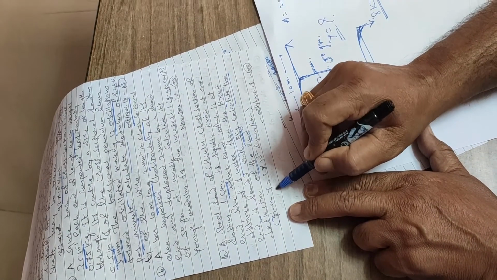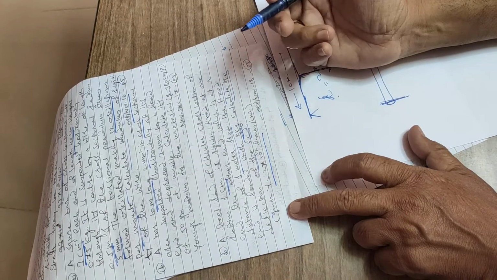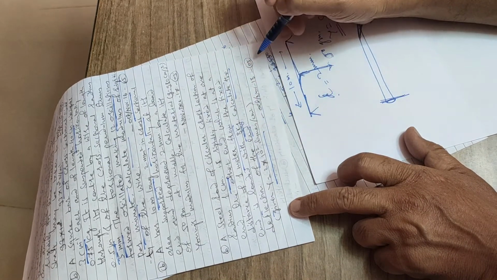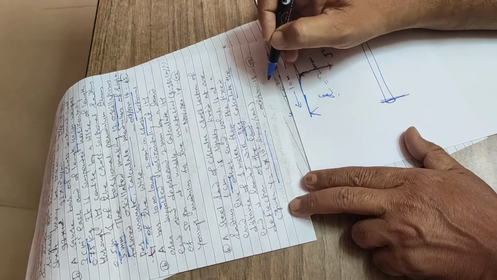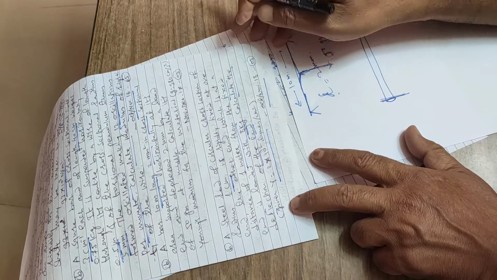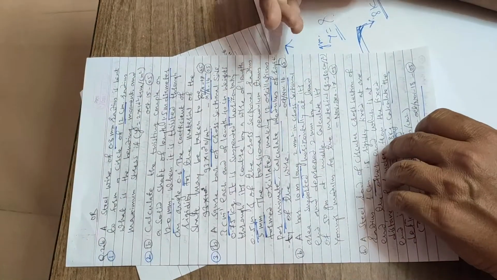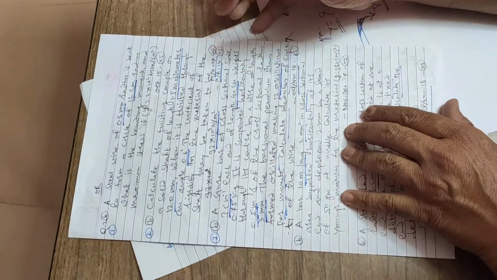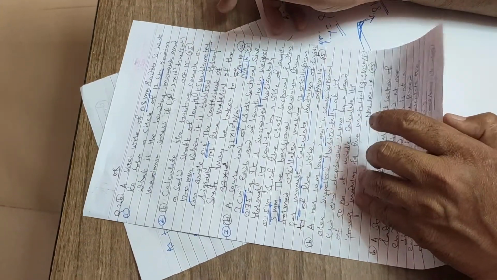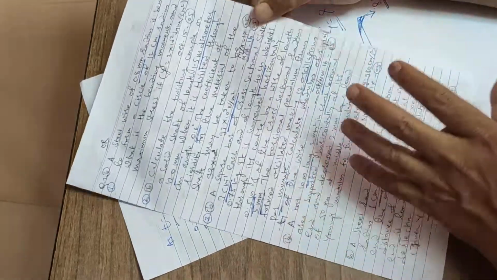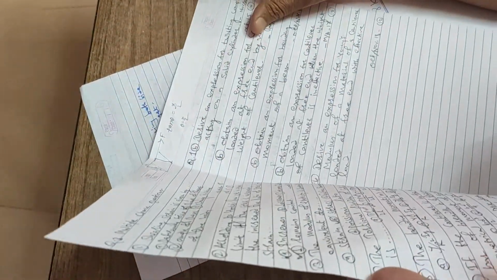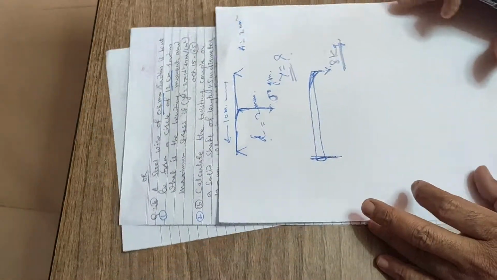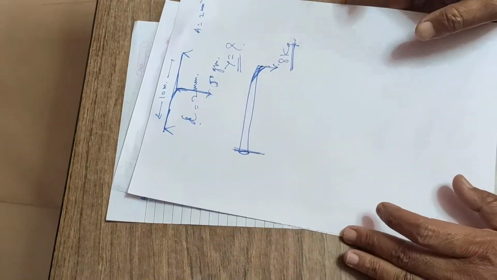Given is the Young's modulus value, 2 into 10 raised to 12 dynes per centimeter square. This type of problem was asked in October, November 18. In this way you have to solve as many problems as possible to gain confidence from the examination point of view and for the sake of understanding.